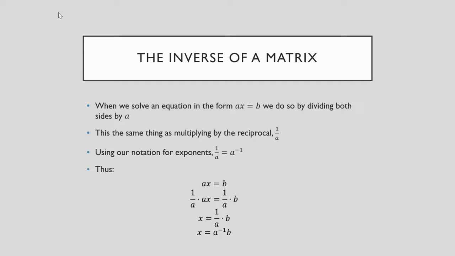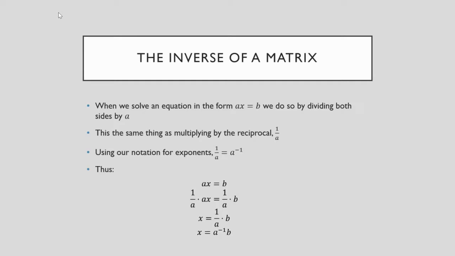Okay, so if we have an equation in the form ax equals b, where a and b are numbers, it could be like 2x equals 10 or something like that. We solve equations in that form by dividing by the number in front of x. So we're dividing by a. And dividing by something is the same as multiplying by the reciprocal, which would be 1 over a if it was a number. So if we're dividing by 2, that's the same as multiplying by 1 over 2.